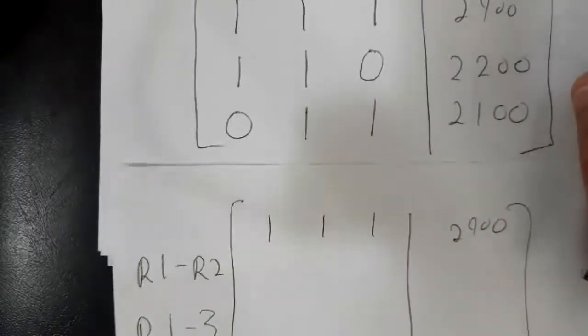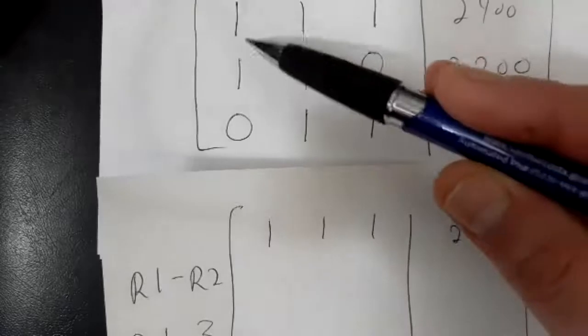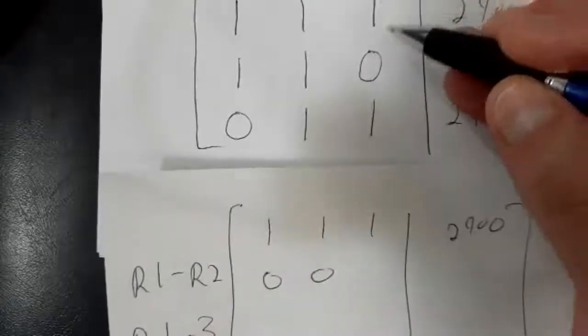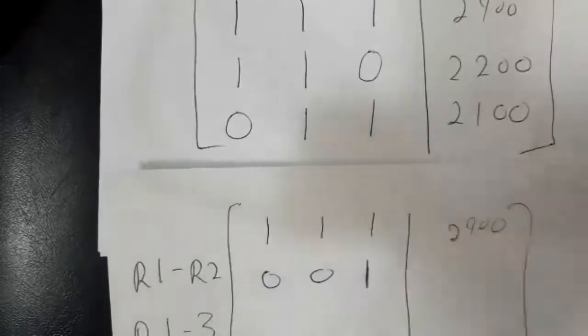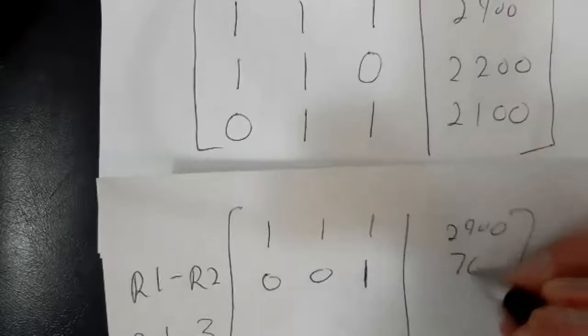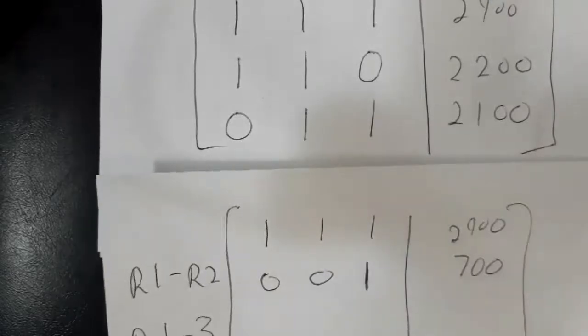So if I do row 1 minus row 2, this is sort of like I was saying, 1 minus 1, 0, 1 minus 1, 0. It's going to give me 0, 0. It's going to give me 1C right over here. And then I'm going to do the 2900 minus the 2200, which is going to give me 700.